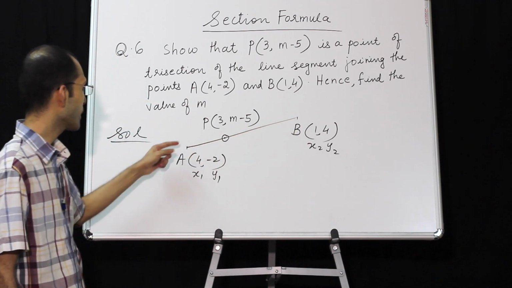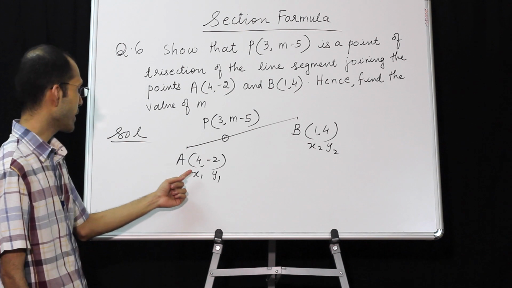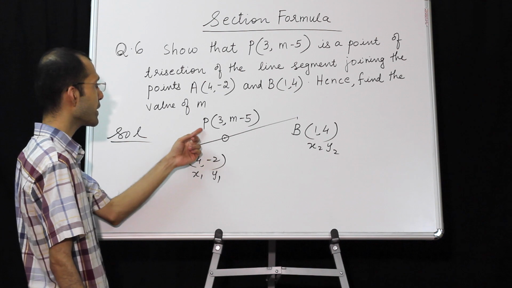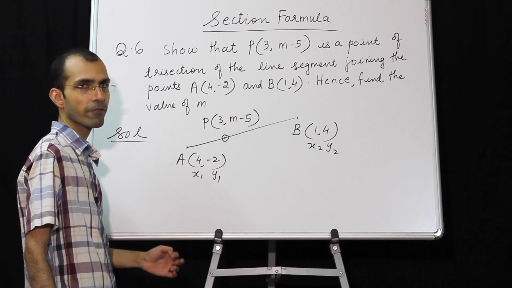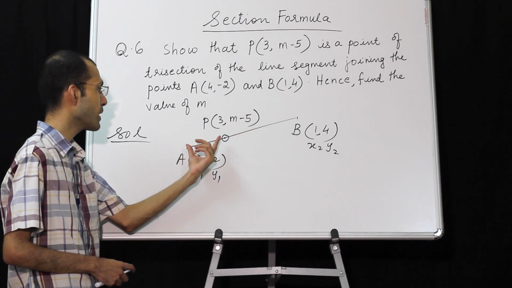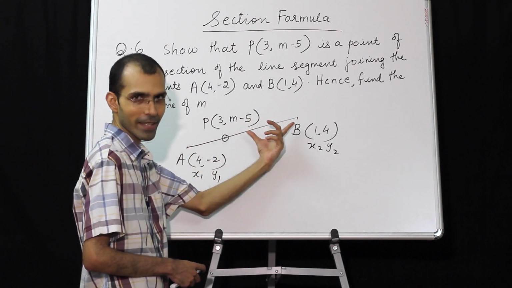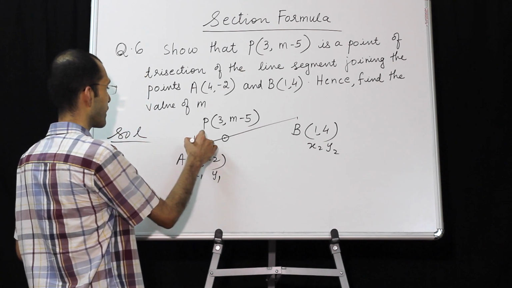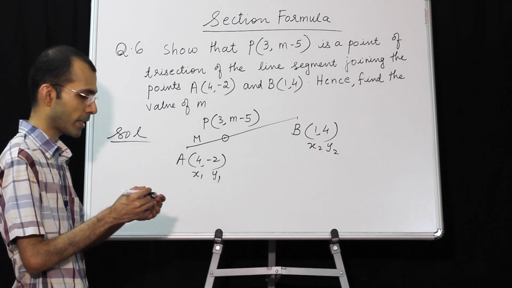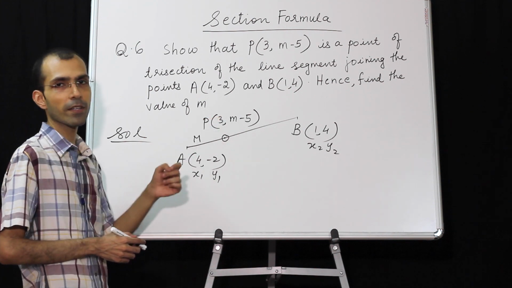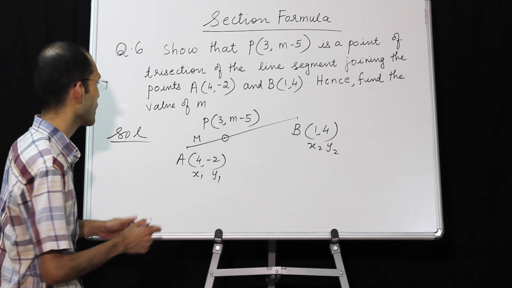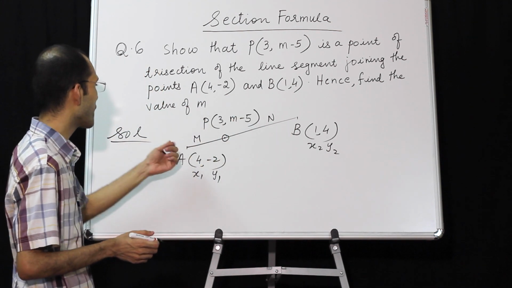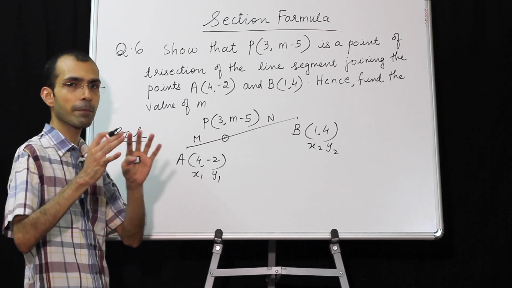Segment AB, A is given, B is given, x1, y1, x2, y2. P is given as (3, m minus 5). So what is the ratio? M is to n. So m will go on the side of x1, y1. Now I am taking capital M because small m is already used there, so to avoid any confusion, and here we will use capital N. The formula remains the same, we are just replacing small m and small n by capital M and N.